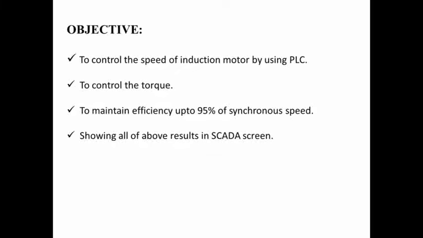There are some objectives why these PLCs can be used in a continuous system. Basically, here we are taking an example of the speed control of an induction motor by using the PLC system. So, to control the speed of the induction motor by using PLC, secondly to control the torque of the system, then to maintain efficiency up to 95% of the synchronous speed, as discussed earlier, and to show all of these results on a SCADA screen.